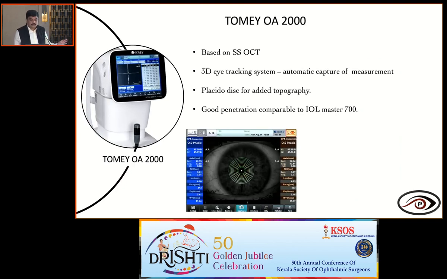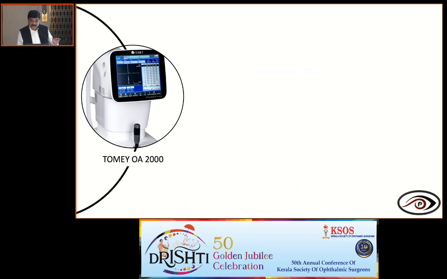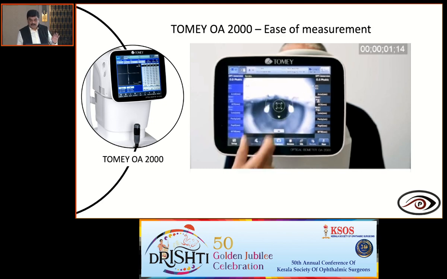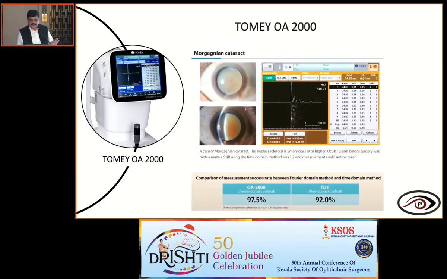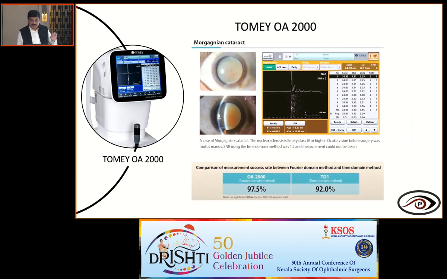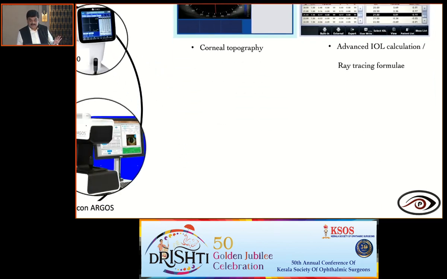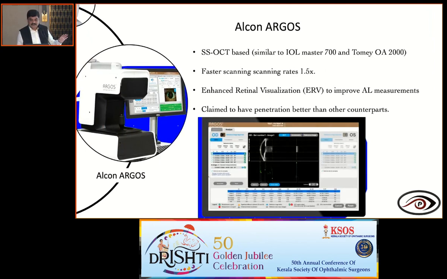Coming to the Tomey, that also works on the SS-OCT 3D tracking system. Placido disc topography has been incorporated, with good penetration even compared to the IOL Master 700, and it takes just 45 seconds for both measurements. You can see in the picture, so fast it is. These are the advantages. Even with a Morgagnian cataract, the study shows that the Tomey OA 2000 can take the readings.